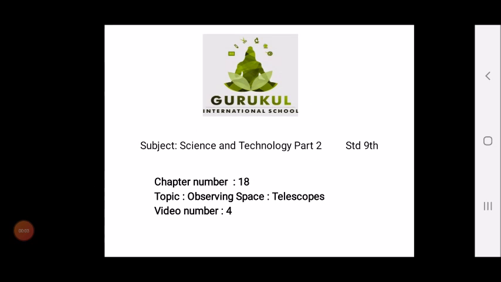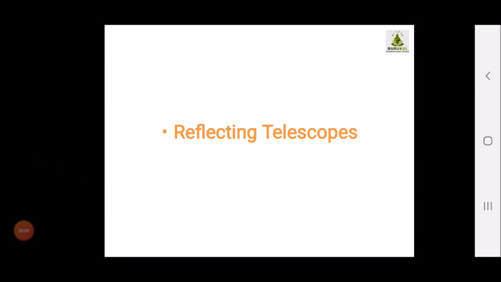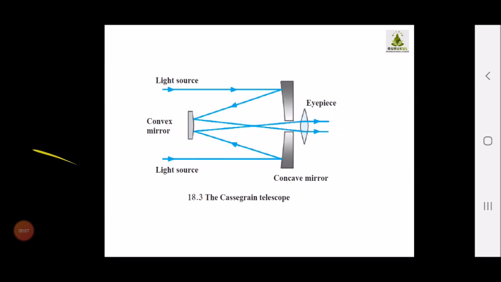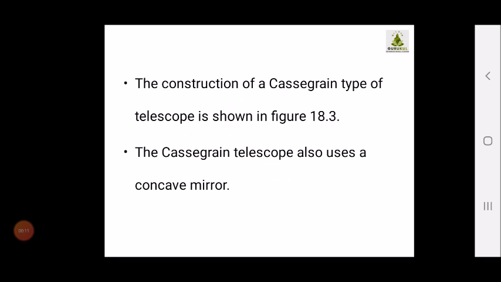Good morning, children. Today we will be studying about reflecting telescopes, and in that we are going to study about the Cassegrain telescope. The construction of the Cassegrain type of telescope is shown in figure 18.3.